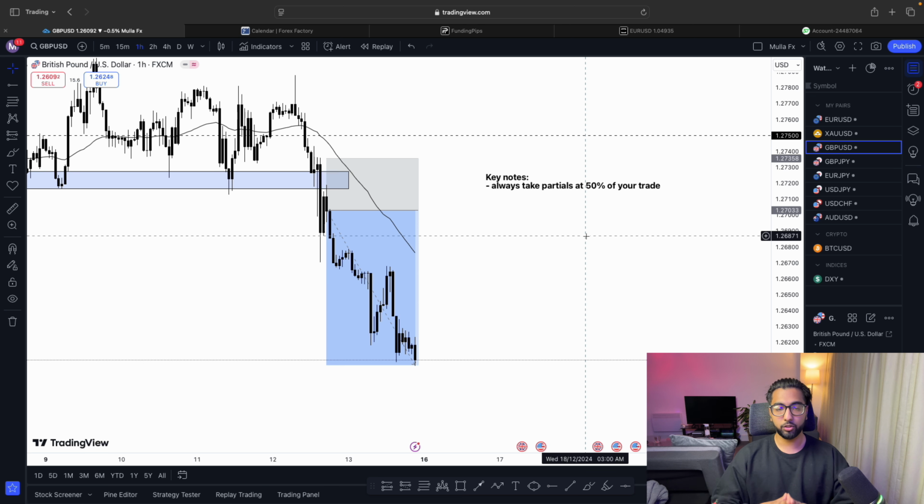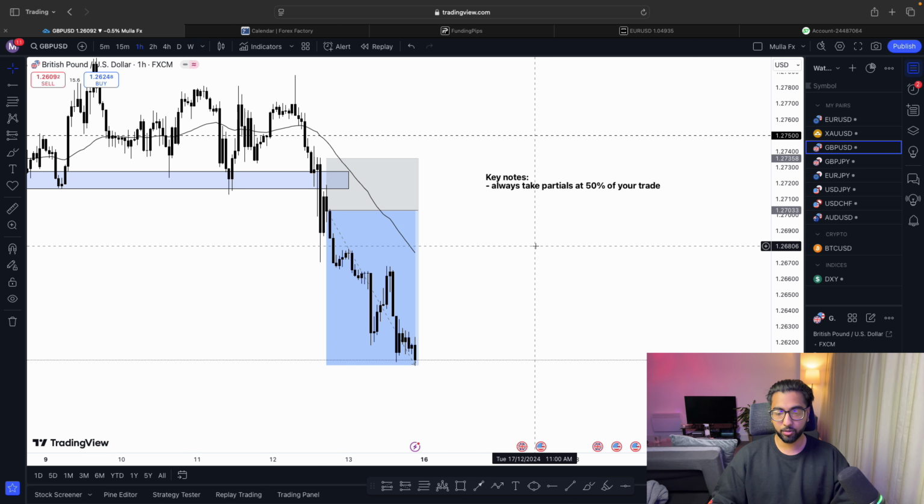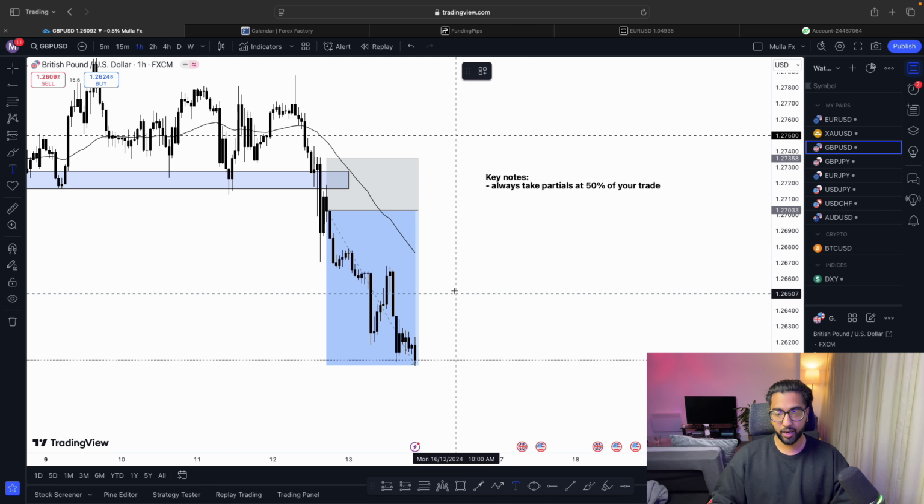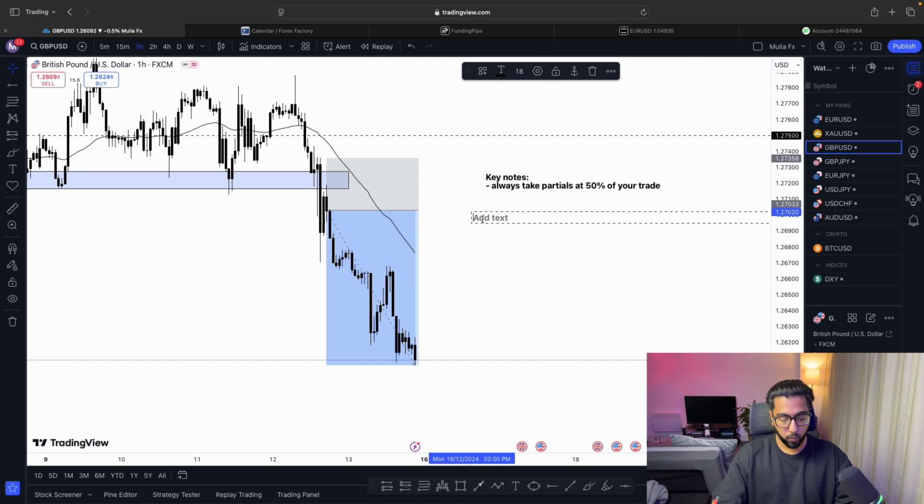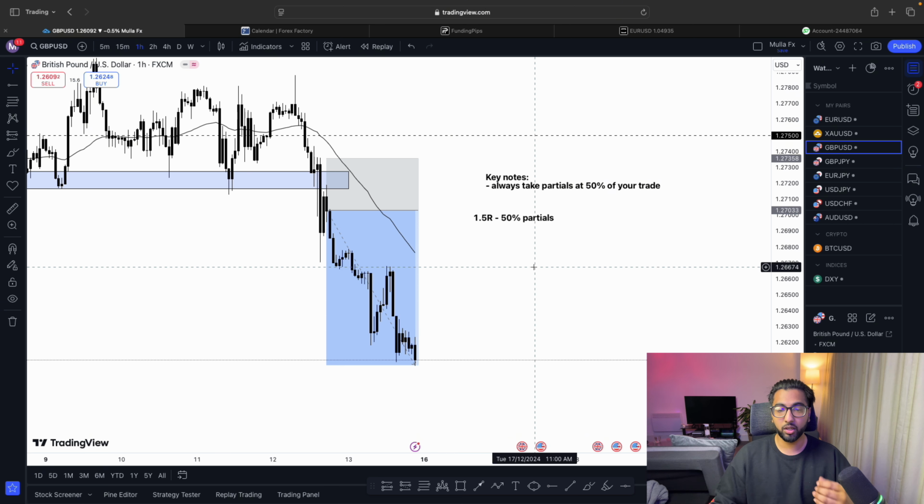What you would do is, let's say we had a 1-to-3 risk-to-reward ratio, you would take your trade at 1.5 R, you would take 50% partials. That means you are closing half of your trade.